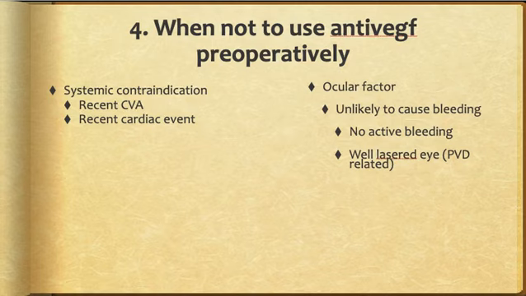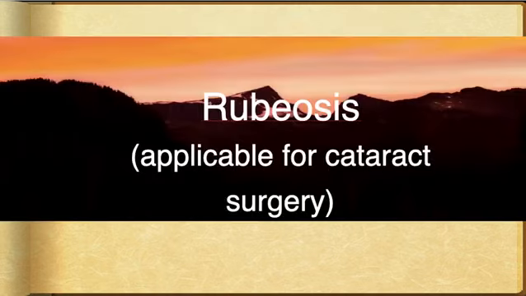Now, when do we not need to use the anti-VEGF? Of course, when there's a systemic contraindication. But there's also an ocular factor, where you might not need anti-VEGF in all cases. When you think it's very unlikely for it to bleed, there's no evidence of active bleeding, or maybe if the bleeding occurs because of PVD related, rather than uncontrolled disease.